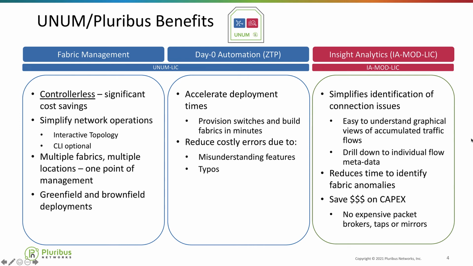From an analytics perspective, UNUM simplifies the process of identifying fabric issues, allowing admins to view traffic through easily understood graphical widgets at a high level and drilling down to isolate issues, down all the way to individual flows. Finally, there's further CapEx savings. No need to spend budget on expensive packet brokers, taps, or mirrors.